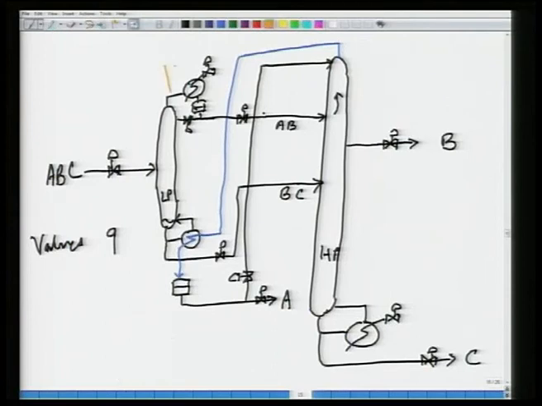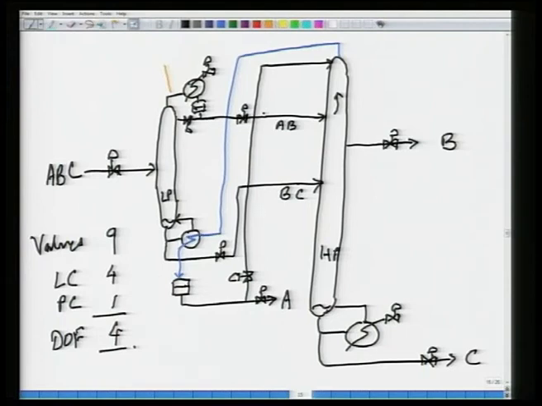Okay. So, we were doing degrees of freedom. So, number of valves is 9. How many levels do I need to control? 1, 2, 3, 4. 4 level controls. So, degrees of freedom should be 9 minus 4, right. So, degrees of freedom is 4.